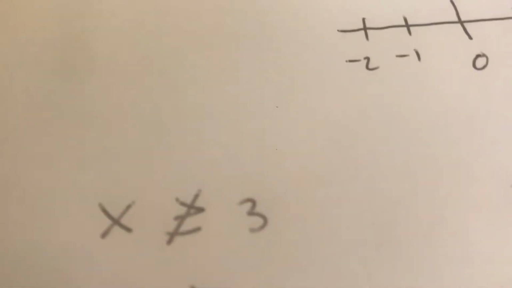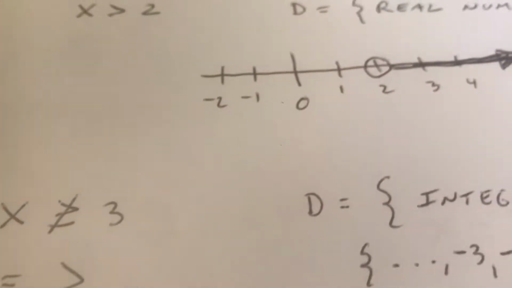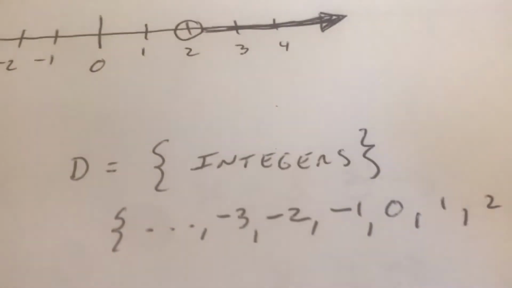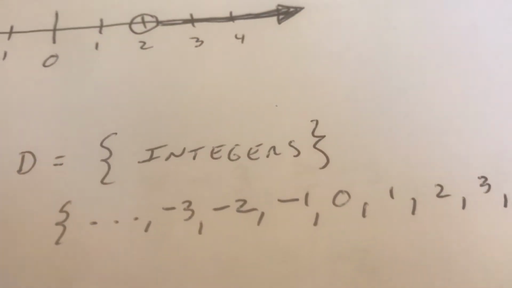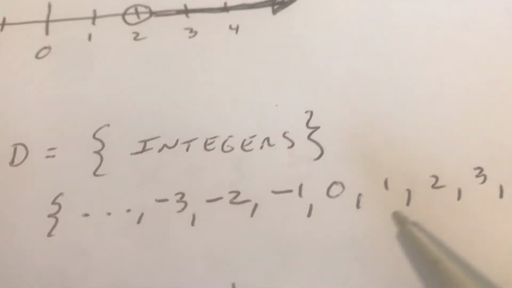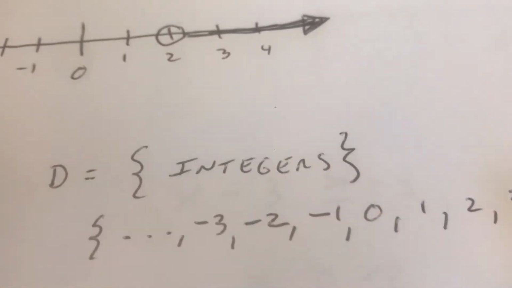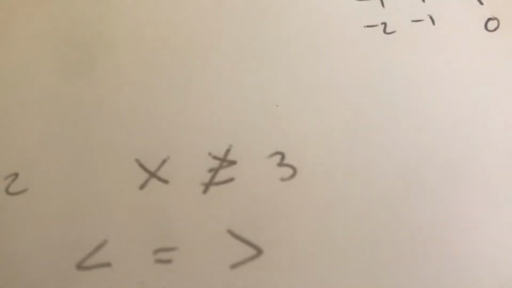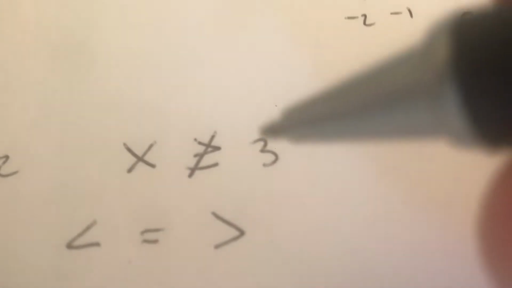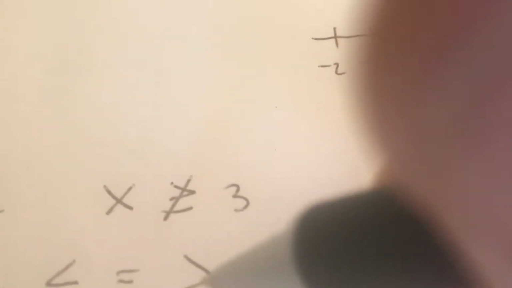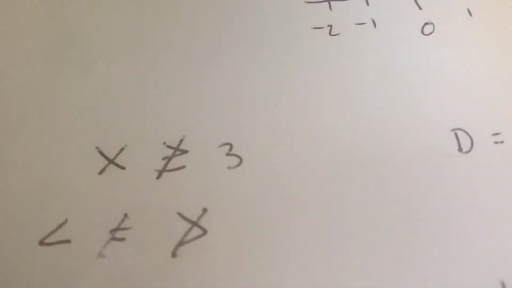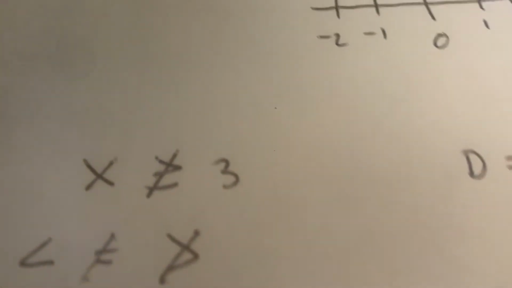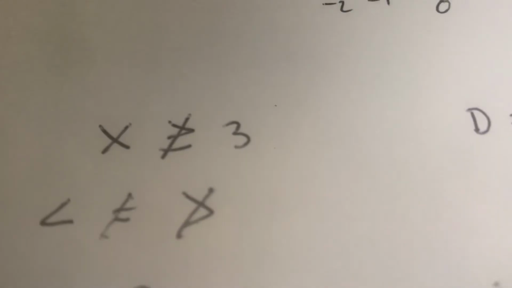Okay, x is not greater than or equal to 3. The domain is integers. Now, integers are these numbers: -3, -2, -1, 0, 1, 2, 3, dot, dot, dot. Those are integers. So, it says x is not greater than or equal to 3. So, it's not greater and not equal, so it must be less. x is less than 3.